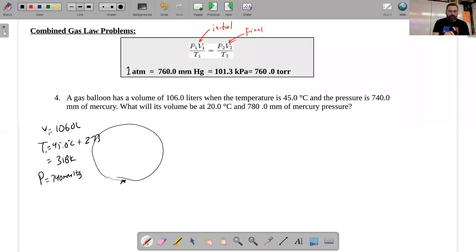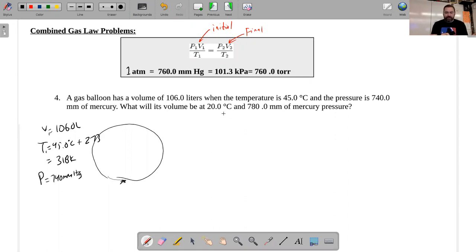1 atmosphere is the same as 760 millimeters of mercury, 101.3 kilopascal. The unit, the torr, is the same as millimeters of mercury. Torr is named in honor of Evangelista Torricelli, the person who invented the barometer. So anyway, we're going to go to a different temperature and a different pressure.